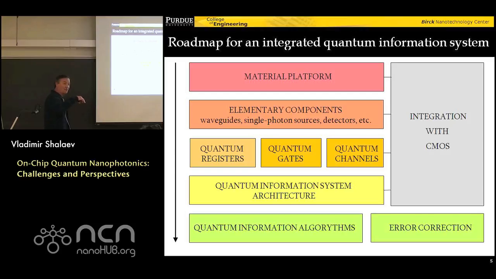In terms of devices, or let's say higher level components of quantum computing, these quantum registers, quantum gates, and quantum channels, of course, are critical ingredients. And again, there are several demonstrations of that. Even in terms of quantum information system architecture, like how the system should work, and in terms of quantum information algorithms and error corrections, there is already lots of progress, lots of demonstrations. In some cases rudimentary, in some cases pretty much advanced.